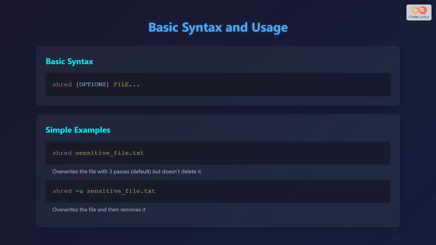Now let's explore the basic syntax and usage of the shred command. The basic syntax is shred, followed by options and then the file name. For example, you can simply type shred, followed by the name of the file you want to securely delete. This will overwrite the file with the default of 3 passes. Alternatively, if you want to overwrite the file and then remove it, you can use the option -u followed by the file name. This will not only overwrite the file, but also delete it after the process is complete.